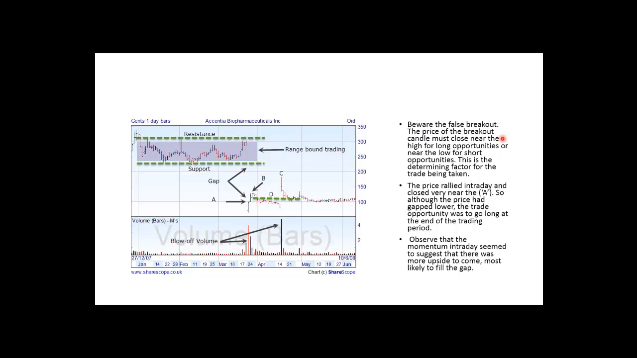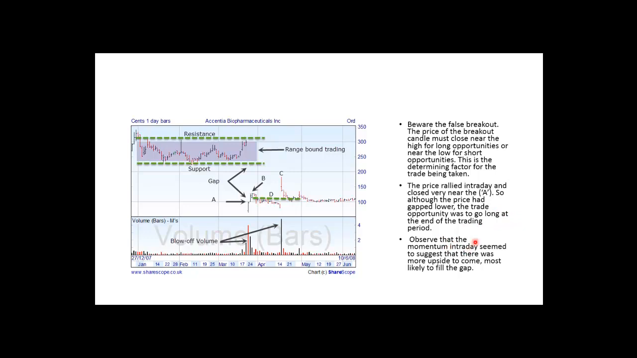The price of the breakout candle must close near the high for long opportunities or near the low for short opportunities. This is the determining factor of the trade being taken. Okay, you can see false breakouts. The price rallied and closed very near the point A. So although the price had gapped lower, the trade opportunity was to go long at the end of the trading period.